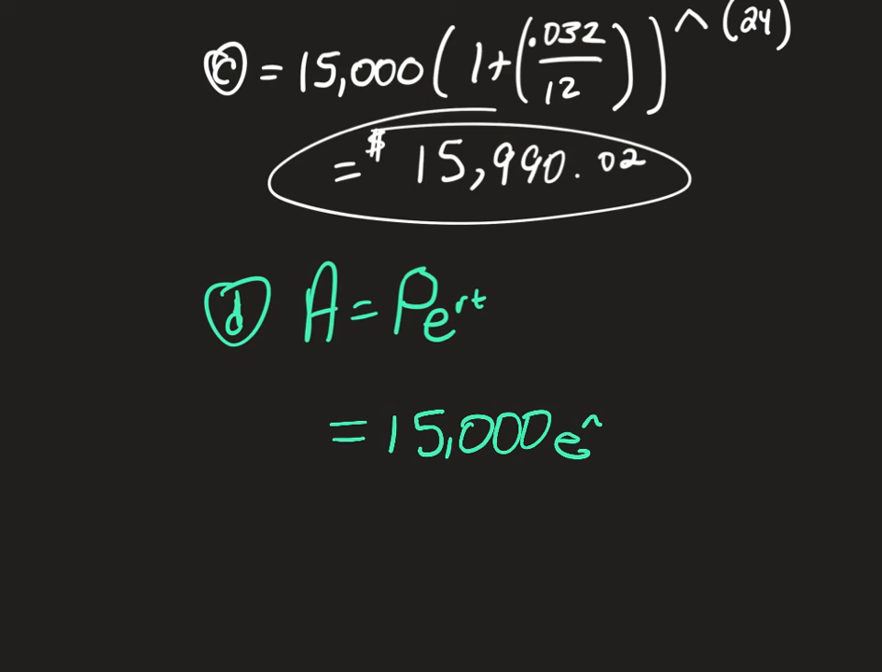So I take my principal amount, which is 15,000, and then I have E, and the exponent comes up. What's your interest rate? 0.032 times, what's your time? 2. Notice what's not used in the APERT formula. What value is not used? The N. Because remember, N is how your money is compounded. Is it compounded quarterly, monthly, yearly, something like that? This is continuous. That's why we use this different formula.